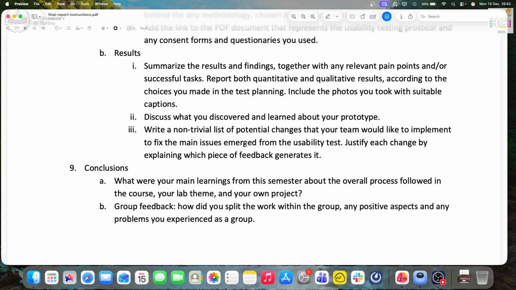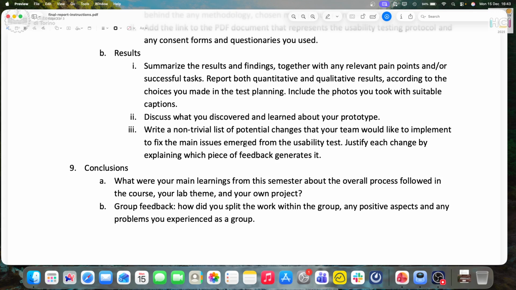What do you mean by non-trivial potential changes? If it's like I wrote, I don't know, "start" without a T, that's trivial, so you can avoid it. So simple things that hypothetically you can fix in 5 minutes, it's fine. But if it's like, oh, this page is a mess, I need to rethink the page, that's non-trivial because it needs a redesign of maybe a page or a part of a page or something like that.